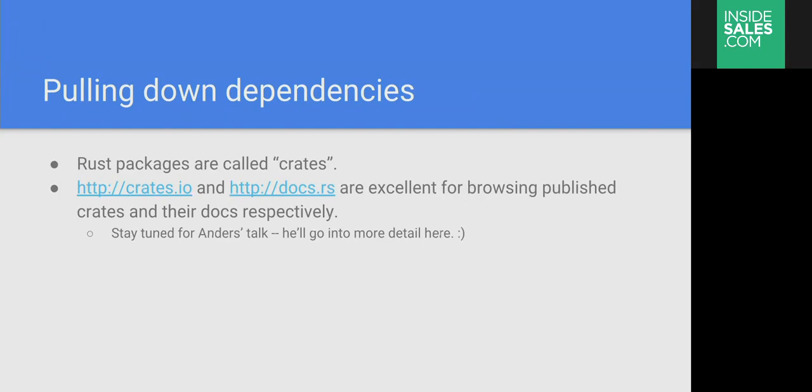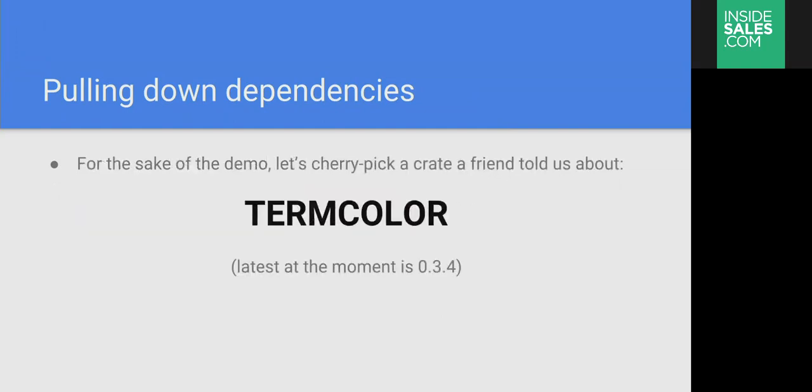Anders is going to go into a little more detail here. I'll let him do that, but for all intents and purposes, let's look at the term color crate, because we have a friend that's been telling us all about it. Even Cargo uses the term color crate. That's fancy, right? Oh, wait. There's a problem. This isn't colorful enough. There we go. Yes, term color. Right now, the latest version is 0.3.4. So we're going to need that information in just a second.